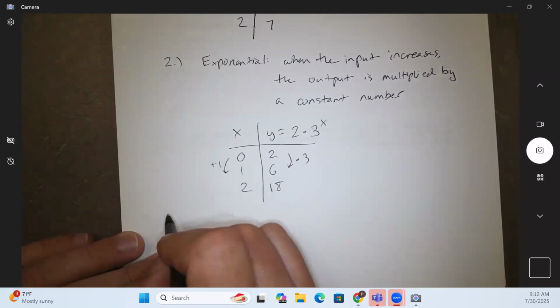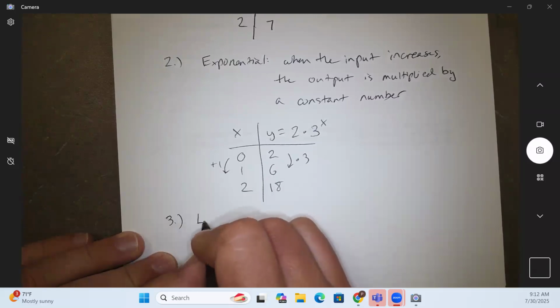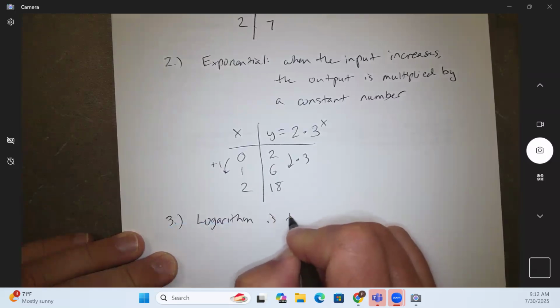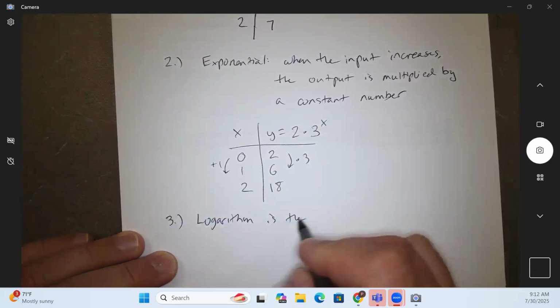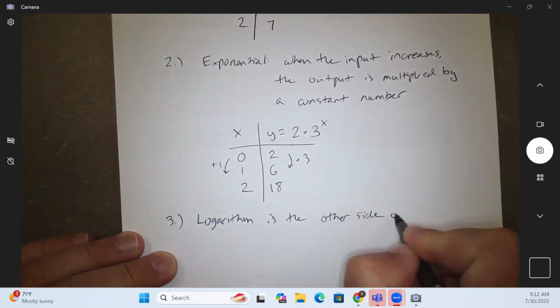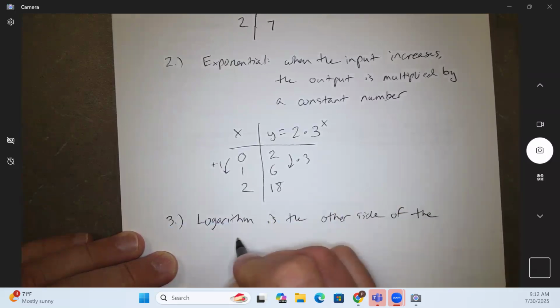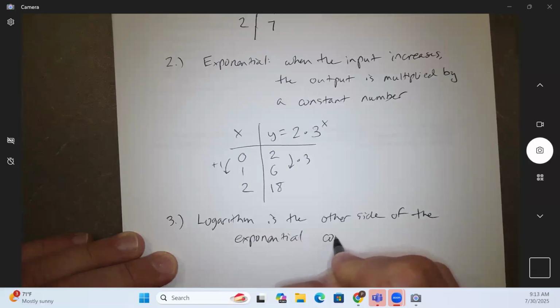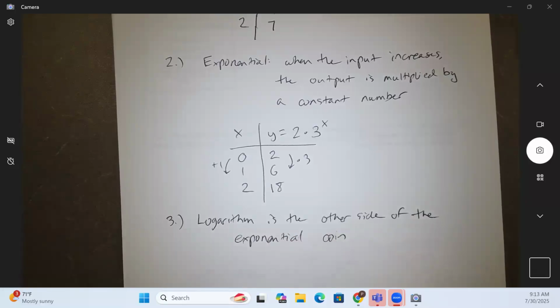Logarithms is technically another mathematical relationship. Logarithm is the other side of the exponential coin. So I'm not going to develop that farther. I'm just going to recognize that we've talked about it.